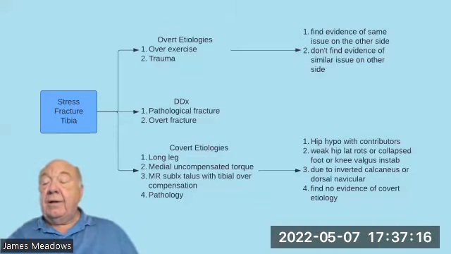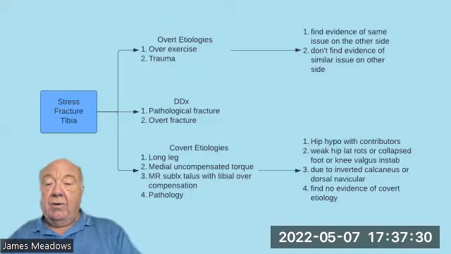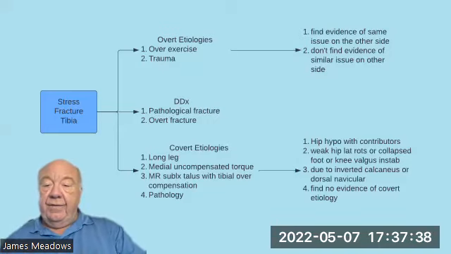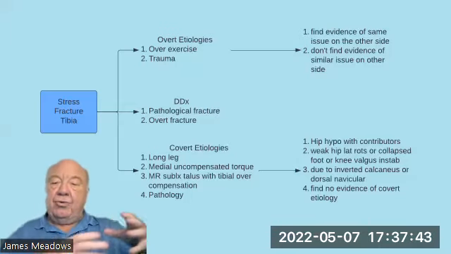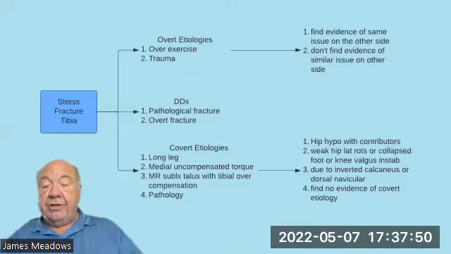So basically these two sort themselves out by the same test. Look for other signs of stress in that bone on the other side. If it's positive, then it may well be that simple over exercise is doing this. If it's not positive, it may be trauma or hidden covert etiologies. As far as covert etiologies, we have long leg, a medial uncompensated torque, which we'll talk about, a medial rotation of a subluxed talar with tibial overcompensation, a direct mechanical stress straight onto the tibia, not the long leg, or it may be pathology again.